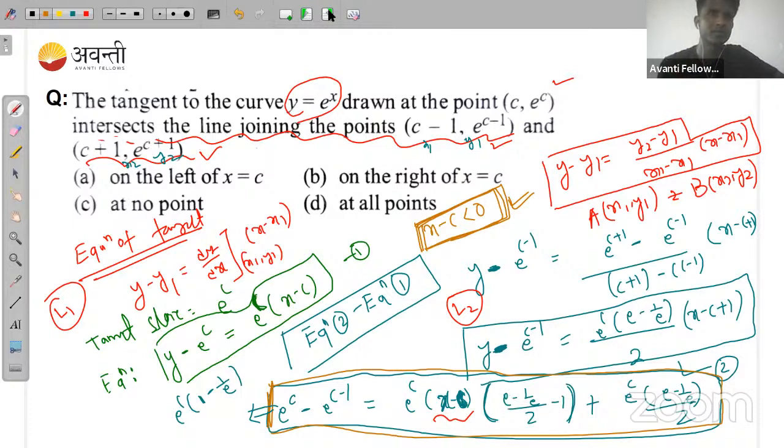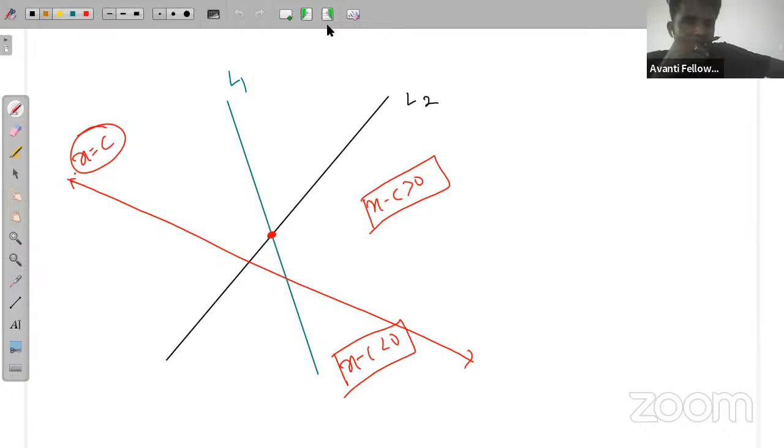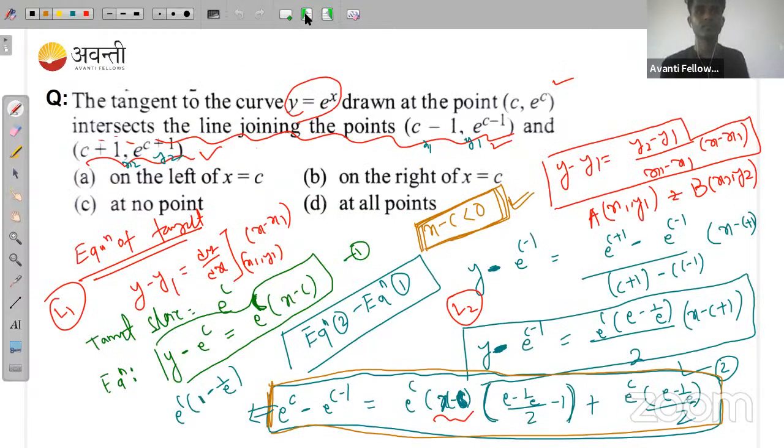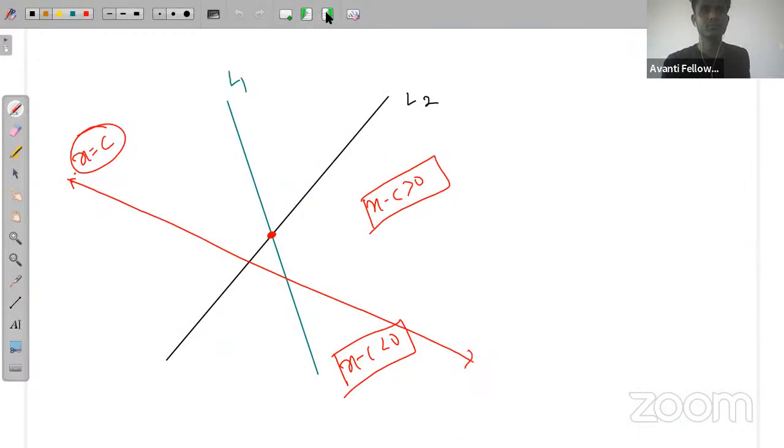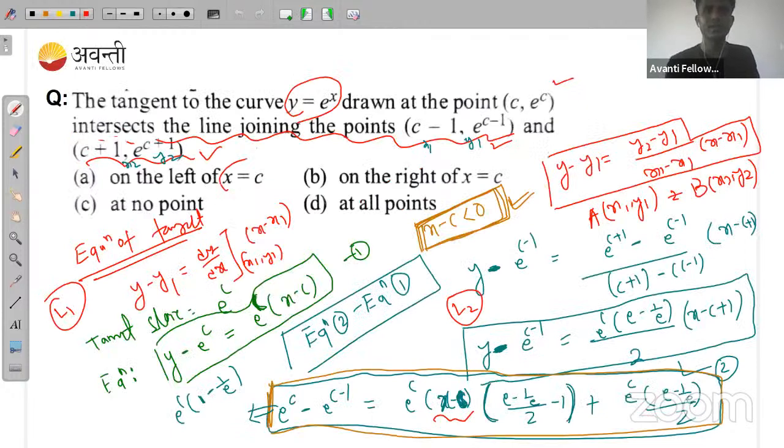Now from the graph, what you can show, what I can... the point of intersection lies where x minus c is less than 0, that means what? In the question, whatever was given, on the left we actually have to check the sign of x minus c; we needed the sign of x minus c.